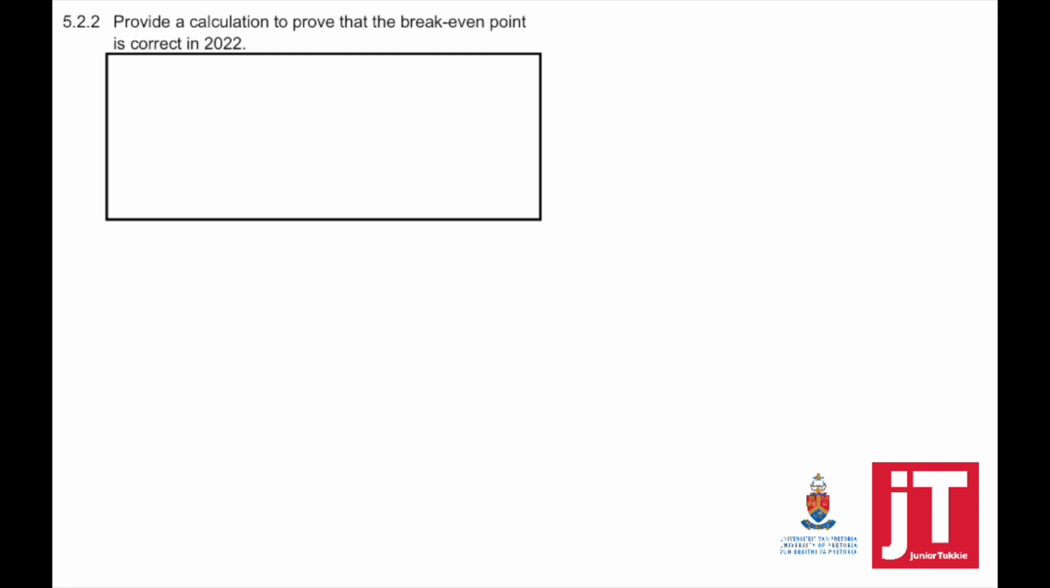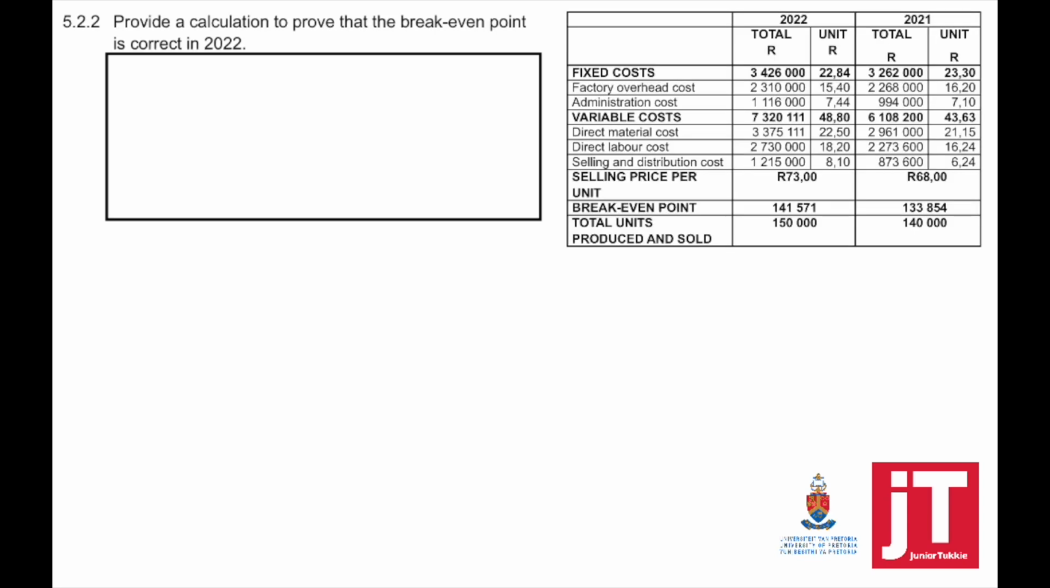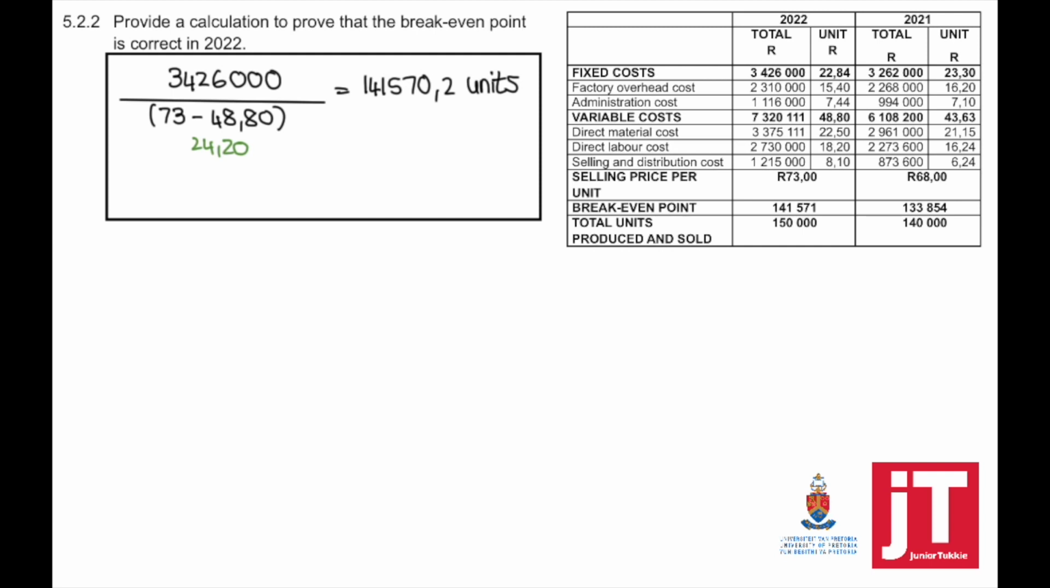Provide a calculation to prove the break-even point. So this is another way of asking for the break-even point. So all we need to do is calculate the break-even point, which has already been given to you, by taking your total fixed cost divided by the selling price per unit minus the variable cost per unit. Selling price per unit minus variable cost per unit is my contribution per unit. Remember that. This means that my break-even point is 141,570.2 units.